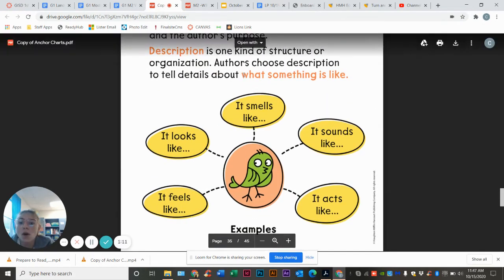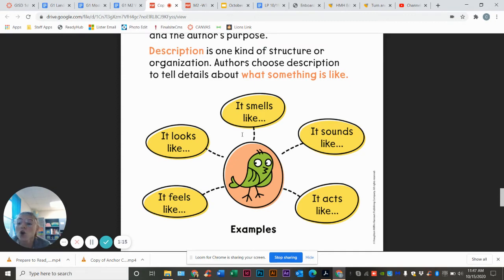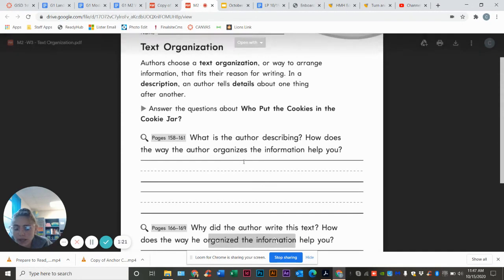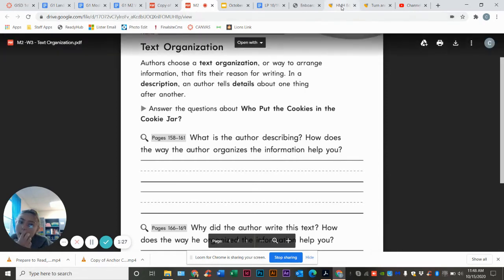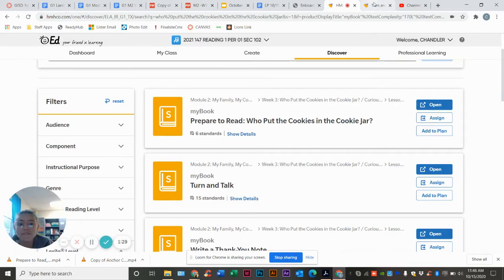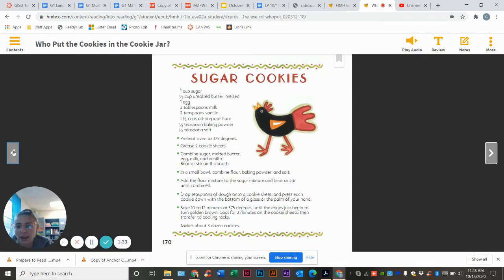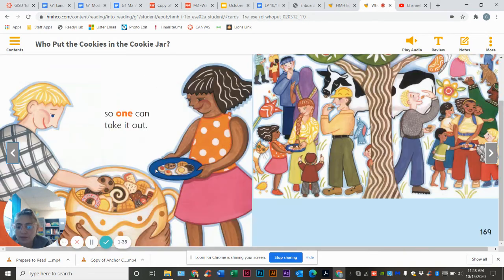Good. So who remembers the story we read yesterday? It was about who put the cookies in the cookie jar. So I have a few questions from that story. What was the author describing? Well, if we go back to page, it says 158. So we're going to go to page 158 in my story that I have right here.